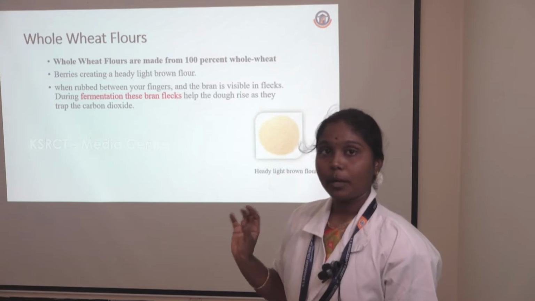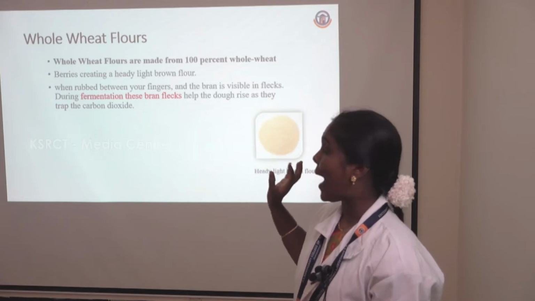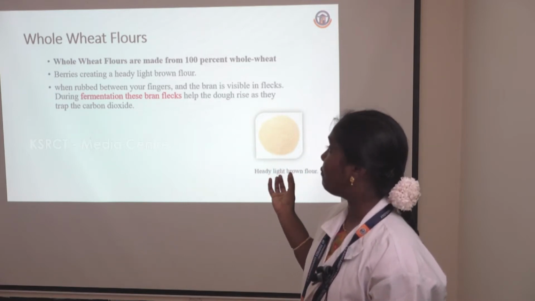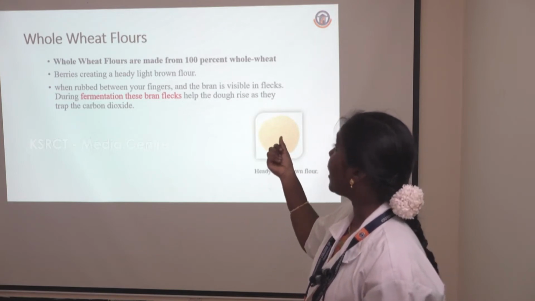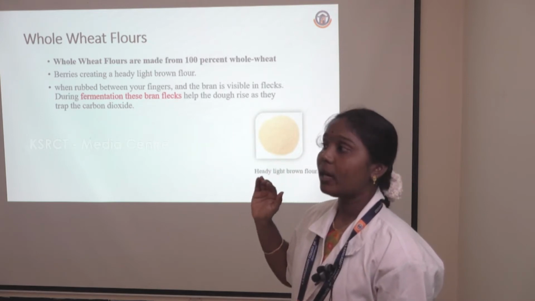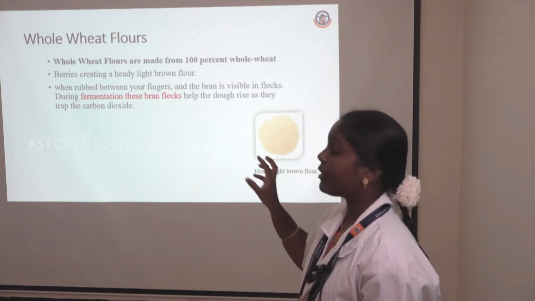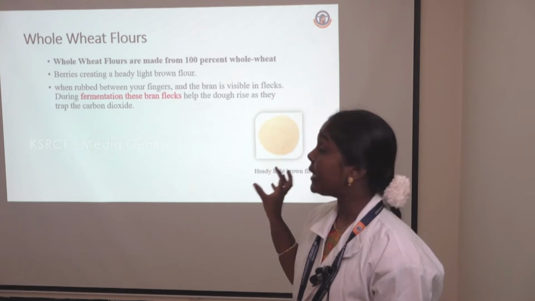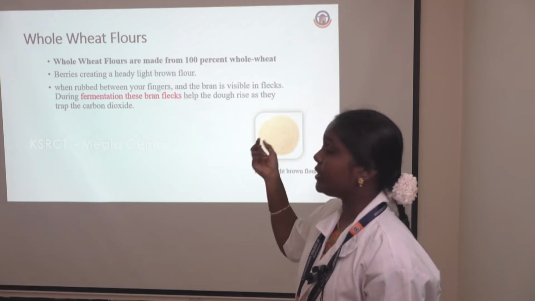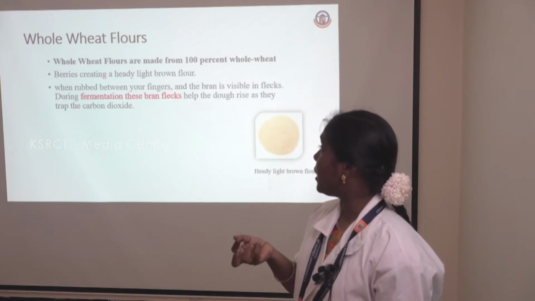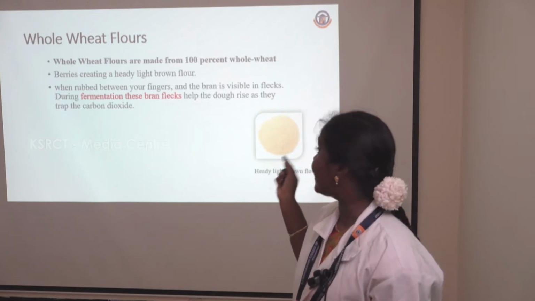Coming to the next one, it is mostly the berries. Berries are the kernels of wheat. It gives a light brown color. What is the reason for the light brown color? It is the natural color of bran, the outer layer of wheat. That is why whole wheat flour is naturally light brown in color. If you rub whole wheat flour with your finger, the bran is finally visible in the flour. That is the bran.